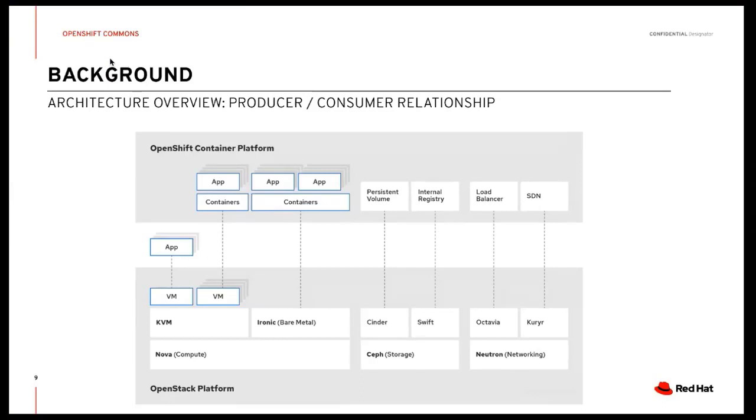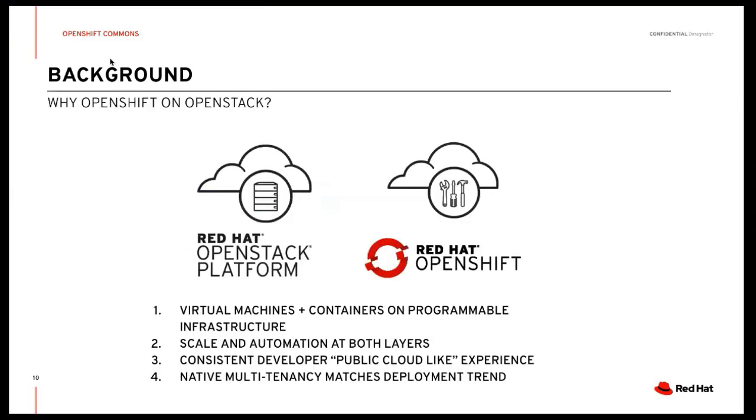So the important thing to know from this slide is that the relationship between the two products is complementary, and they're co-engineered so as to be very tightly integrated. I just threw this slide in there in case there are people that don't understand why you might want to run these things together. First of all, you would run OpenShift on OpenStack if you have a need for both virtual machines and containers on programmable infrastructure. So if you just need containers and you don't need virtual machines, maybe this doesn't make sense, or vice versa. But if you need both, this is a great way to do it.